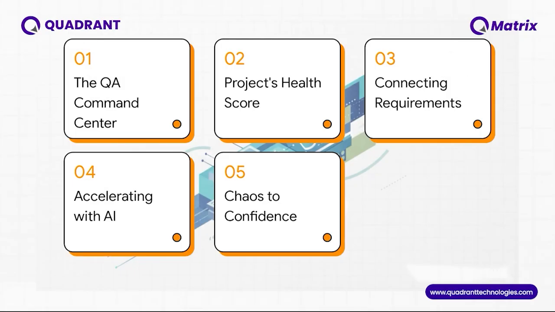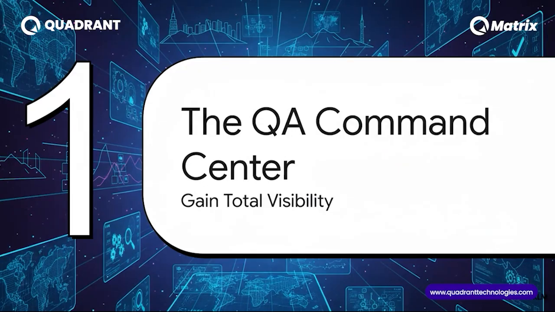Okay, so here's the game plan for our tour. We're going to start with the QA Command Center, then we'll check out the project health score. After that, we'll see how it connects requirements to reality. We'll even touch on how it uses AI to speed things up. And finally, we'll see how it all helps you go from chaos to confidence. Let's do it. All right, first up, the QA Command Center.